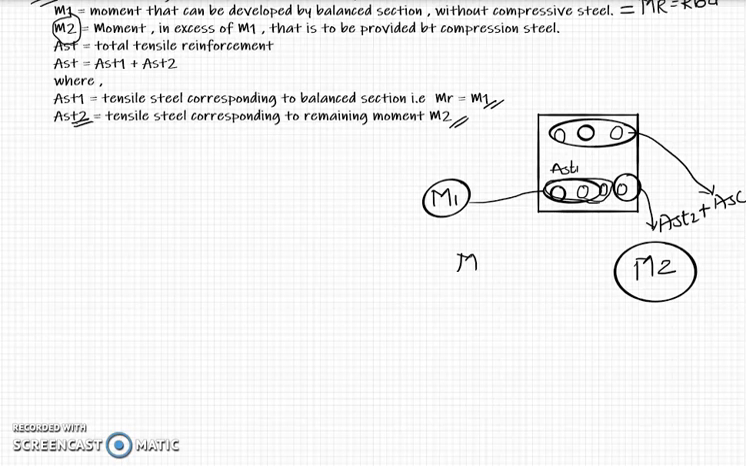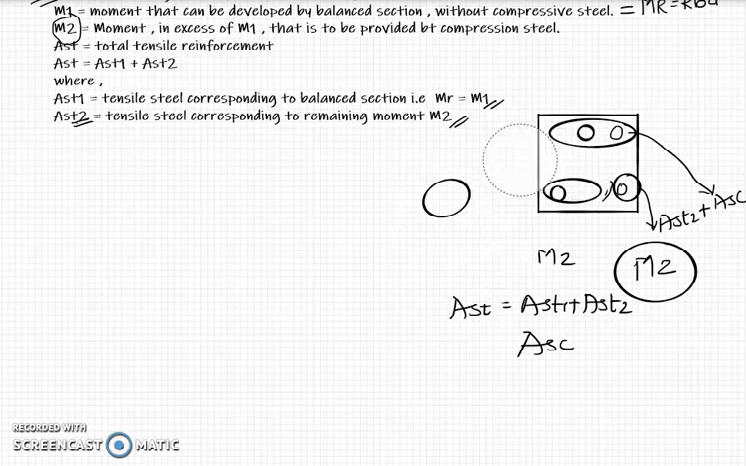So total moment is equal to M1 plus M2. Total area of steel in tension will be AST1 plus AST2, and there will be ASC in the compression zone. So M1 is regarding AST1, M2 is regarding AST2 plus ASC. Now we will go ahead with the derivation of Mr.